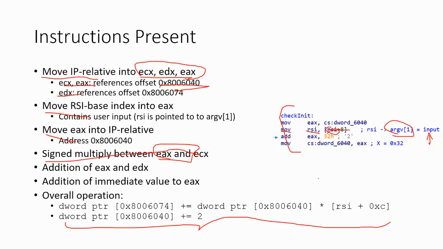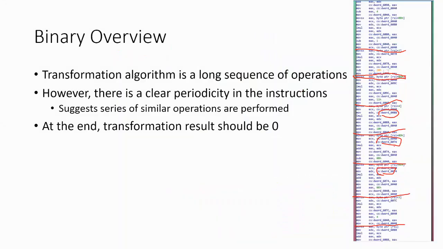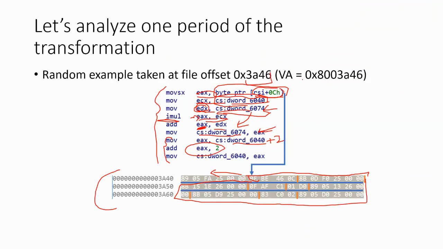Some additional observations. If we look at different periods, we see that pretty much everything is like this, up to some slight permutations in the order of the actual instructions. In each period, we always have a load from 6040. Going back to this page, we can see that there is always a reference to 6040 here. This is always used in the calculation, and in fact, it's always the one that's being multiplied by EAX.